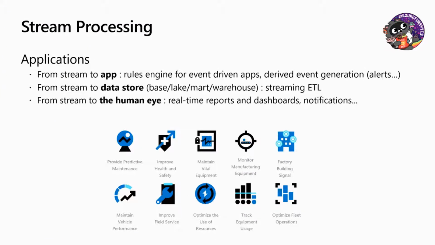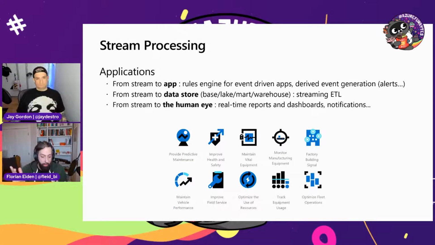If you need to offload your stream of data to a data store, so database, data lake, data mart, data warehouse, whatever the next thing comes, then you need a streaming ETL. So ETL, as in, if you remember from the data warehousing days, we extract, we transform, we load, even though now it's more like extract, load, and transform. And if you need that streaming ETL going from a stream to storage, that's the application for stream processing.